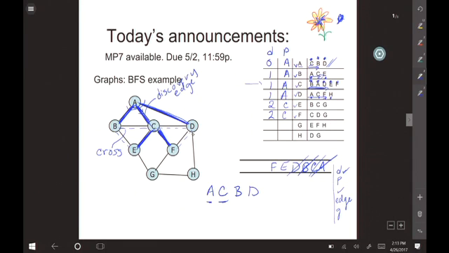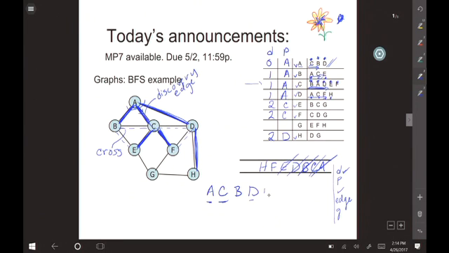Its distance is D's distance plus 1. What am I going to write? 2. Good. Its predecessor is D. It's visited. The edge is discovery. And H goes on the Q. And we're done with D's for loop.